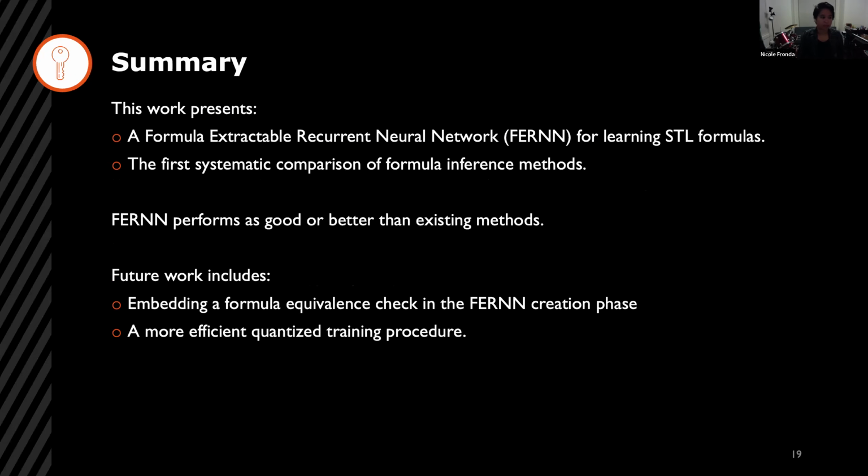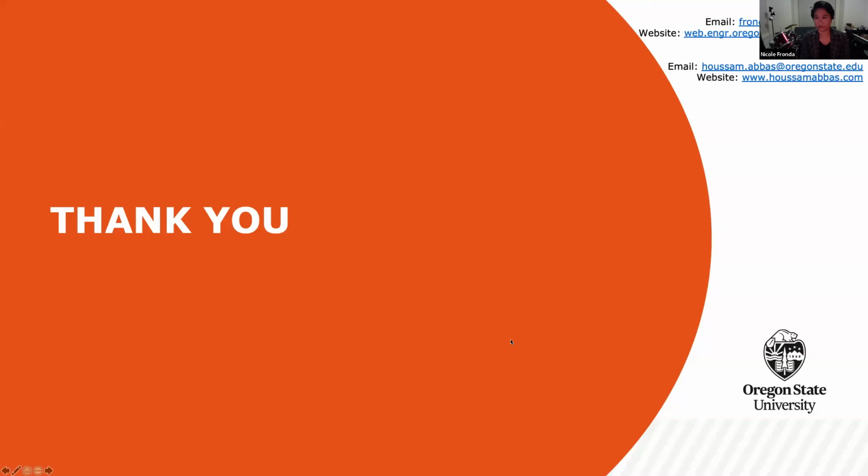So to summarize, this work presents a new differentiable method for learning STL formulas that we called Fern. We evaluated this method through a systematic comparison against existing formula inference methods to find that it performs as good or better than these methods. Future work includes embedding a formula equivalence check in the Fern architecture, as well as discovering a more efficient quantization procedure for the weights. So that concludes my talk. Thank you for your time.